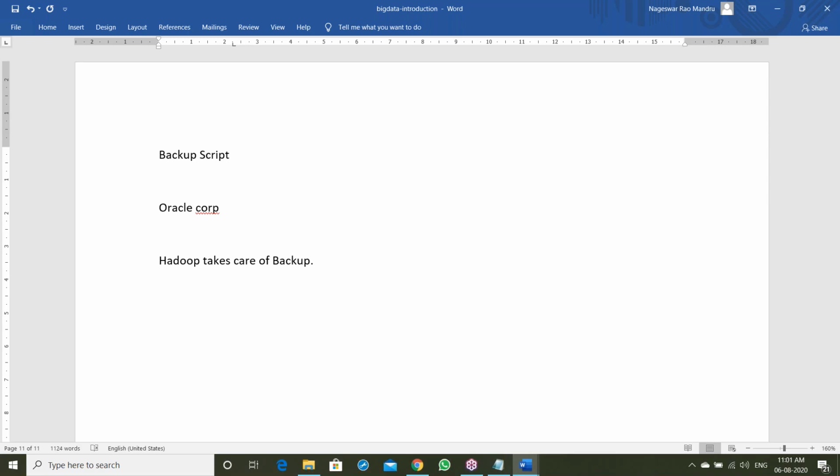Taking backup is not necessary. In traditional systems, for every data we should take the backup manually. But in Hadoop, it's not necessary. Hadoop takes care of backup here. How does it take care of backup?